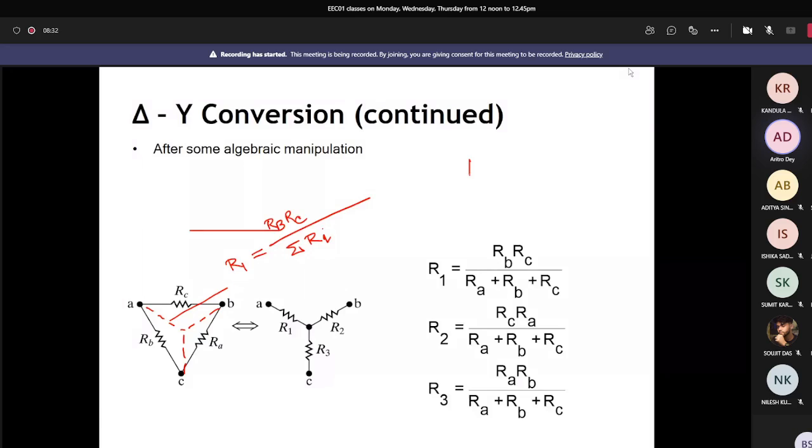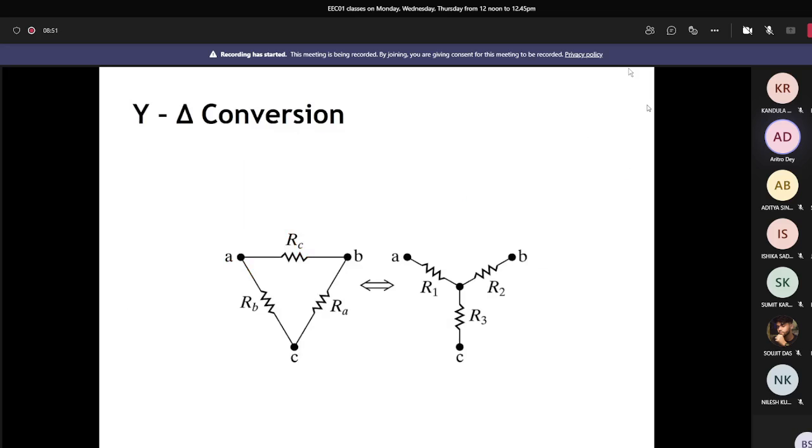It is called delta to star or delta to Y, but star is more popular. We call it star most often. Now we'll go for the other way around, the Y delta conversion. The figure should be like this: starting from here, we go there, with the arrow in this direction. So from star to delta, or Y to delta conversion, we have to take the same approach. What is that approach?